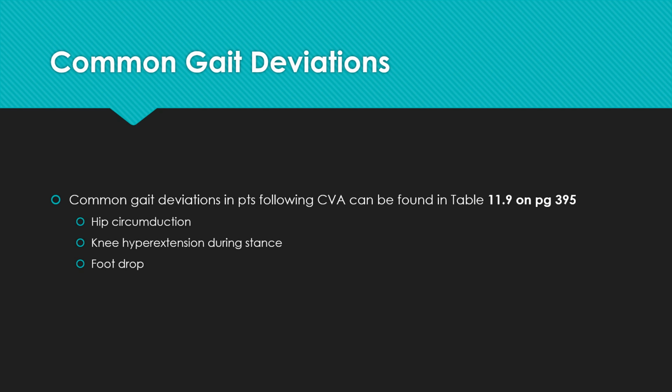Common gait deviations in a patient following CVA can be found in table 11.9 on page 395. There are deviations due to issues with the hip, issues with the knee, and issues with the ankle. And so highlighting those, I'd say the most common gait deviation as a result of an issue at the hip is going to be hip circumduction. The most common gait deviation as a result of an issue at the knee is going to be knee hyperextension during gait, and the most common as an issue at the ankle is going to be foot drop. I would familiarize yourself with all of them in that chart, but these are going to be your most commonly seen clinically.